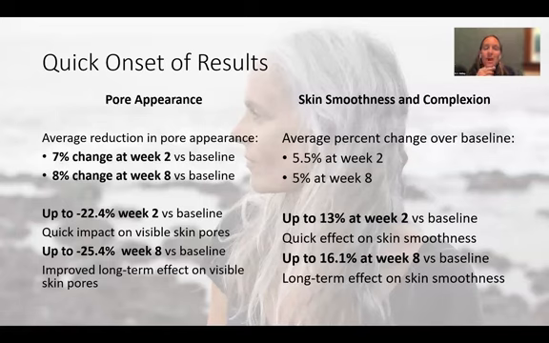They also saw similar onset of benefits when we looked at pore appearance, skin smoothness and complexion. Again, this just shows the average reduction in pore appearance at week 2 and week 8 for both, and then the up to, right? The best of the best. And the same with skin smoothness and complexion. So again, you can see that you get this quick onset and then the long-term results. And this is important because when we get those quick onsets, we are more likely to want to continue to use a product. It kind of gets us hooked. It's hard to wait 8 weeks for something to start working.